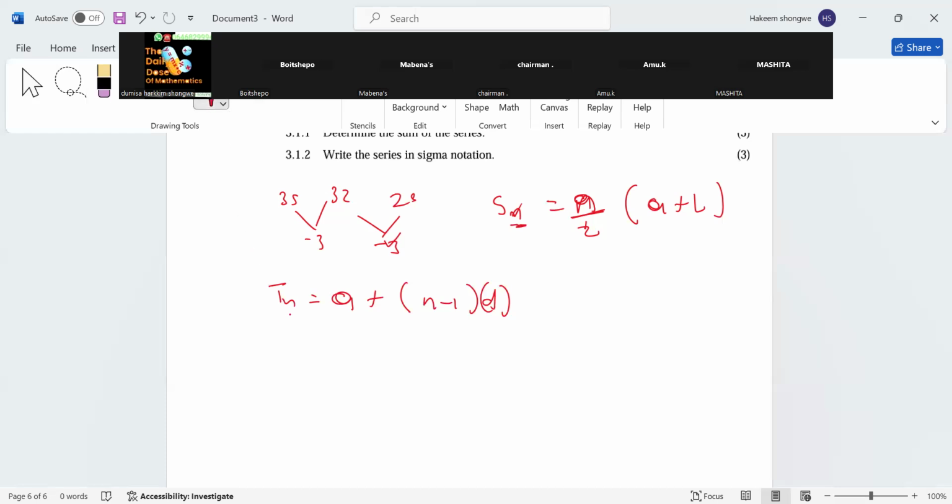Okay, we have Tn. A is 35, plus n minus 1 times d. Okay, 5 is equal to this one multiplied by this one, and this one multiplied by this one. So we have 35, we have minus 3n.